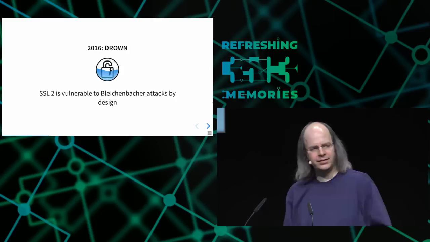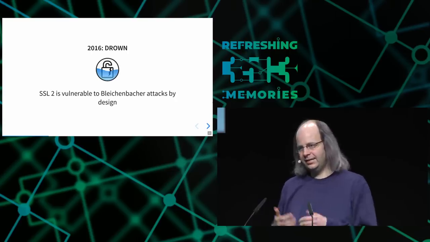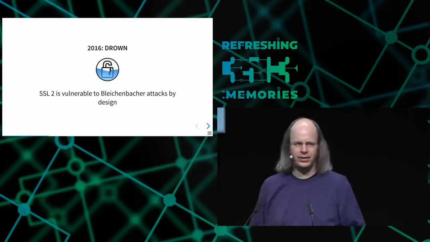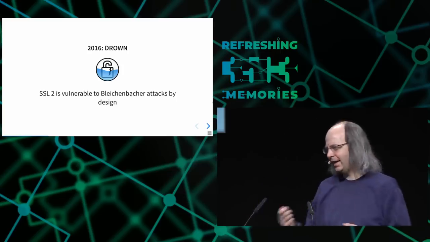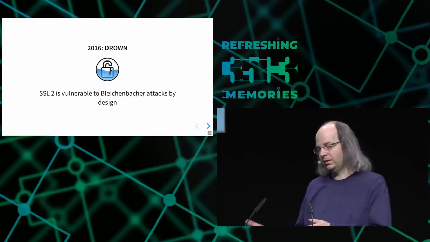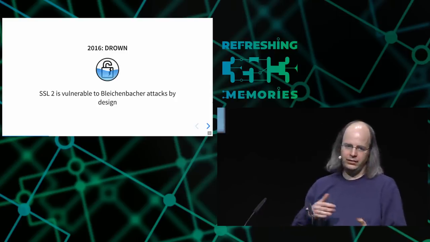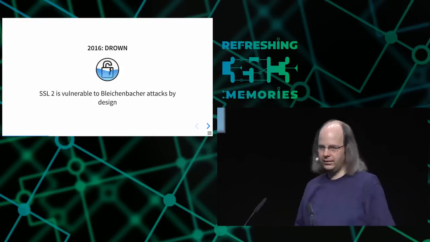In 2016, there was the so-called DROWN attack, and the DROWN attack was a Bleichenbacher attack in SSL version 2. Now you may wonder, SSL version 2 is this very, very old version from 1995. Is this a problem? But it actually is, because you can use encrypted data from a modern TLS version, TLS 1.2, and decrypt it with a server that still supports SSL version 2. So that was the DROWN attack.